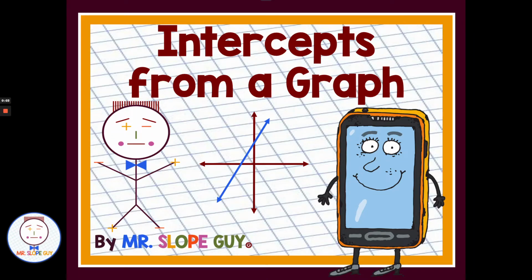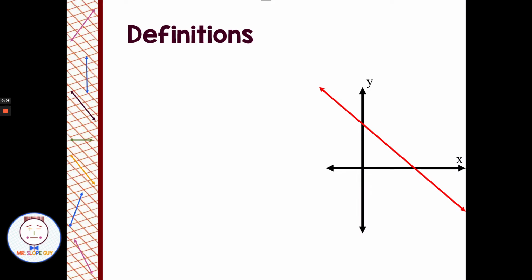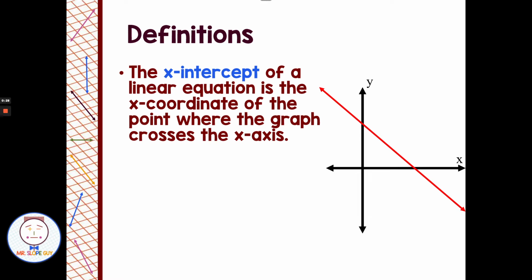Intercepts from a graph. So let's start here with a graph of a linear equation shown as a red line, and we can see an x-axis and a y-axis. So intercepts are like where it intersects or crosses. So we're looking for where this red line crosses the x-axis and where this red line crosses the y-axis. So the x-intercept of a linear equation is the x-coordinate of the point where the graph crosses the x-axis.